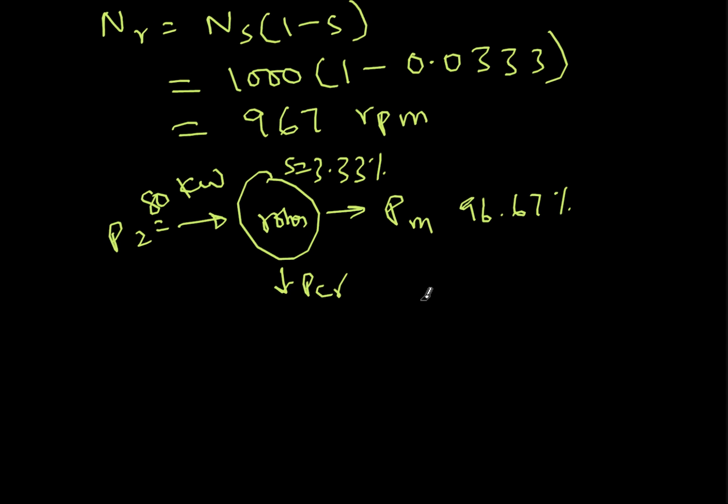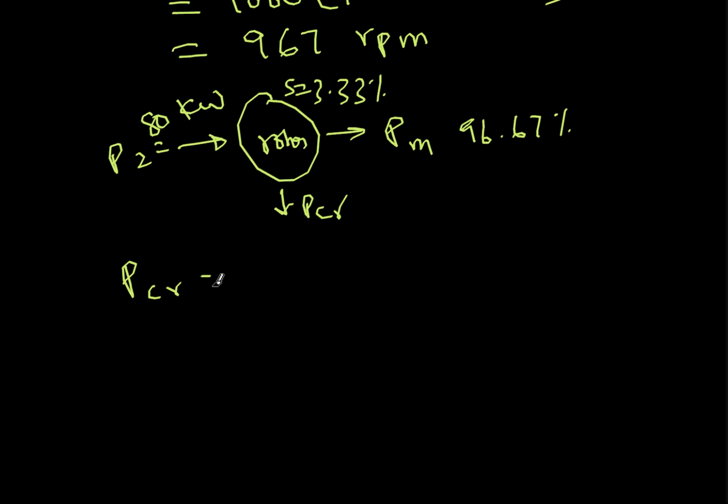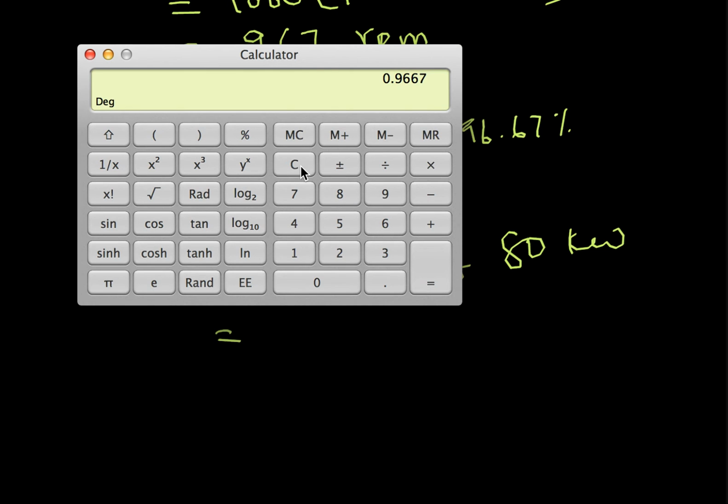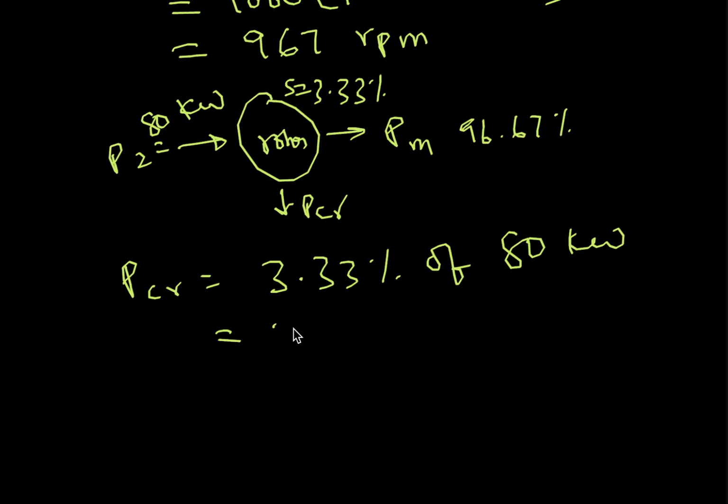What is the PCR? So PCR is nothing but 3.33 percent of 80 kilowatts. So 80 multiplied by 0.0333. So that is 2.67 kilowatts. So this much is for all three phases.